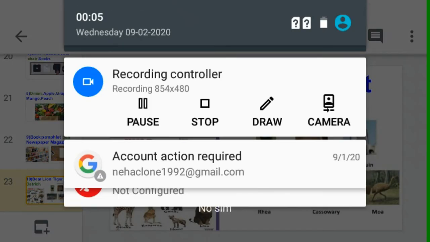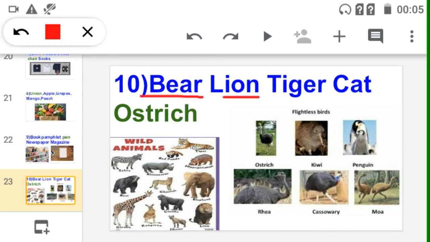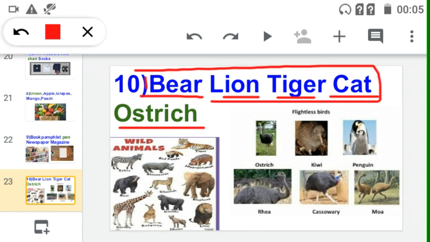So see the 10th question. It is a bear, lion, tiger, cat, and then ostrich. Have you observed, students? Bear, lion, tiger, cat. These four things are animals. But what is an ostrich? Ostrich is a bird.